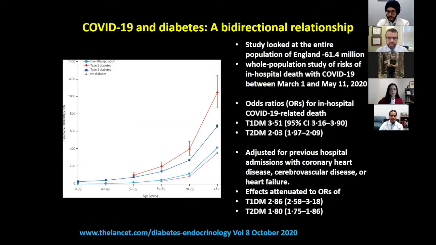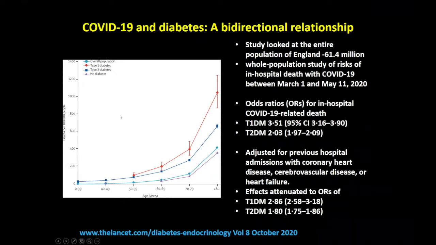This is actually a study that looked at the entire population of England, so a 61.4 million whole-population study of risks of in-hospital death for patients admitted with COVID-19 between March and May of last year. Essentially what it showed was that if you have type 2 diabetes, your risk of death was double that of the general population. It was higher for type 1, 3.5 times. Even if you adjust for previous hospital admissions, previous history of heart disease or cerebrovascular disease, the risk is still 1.8 times that of the general population, which is a real concern looking at the prevalence rates that we're seeing.